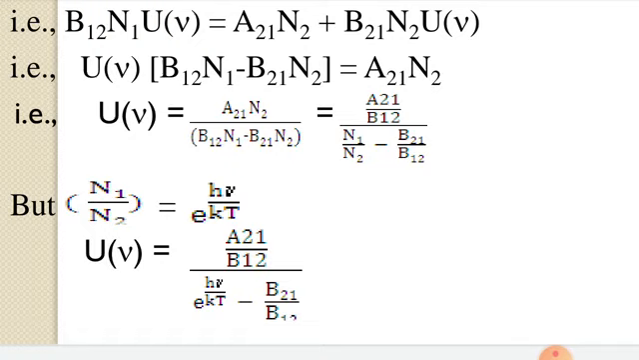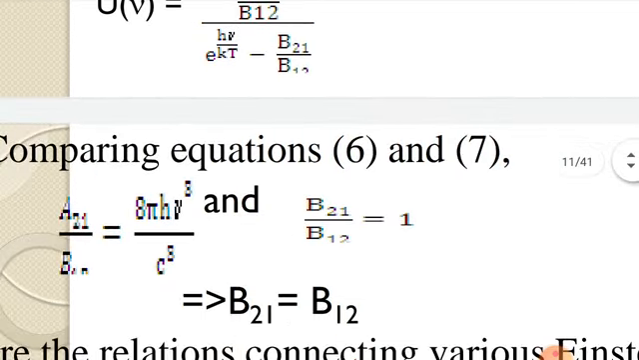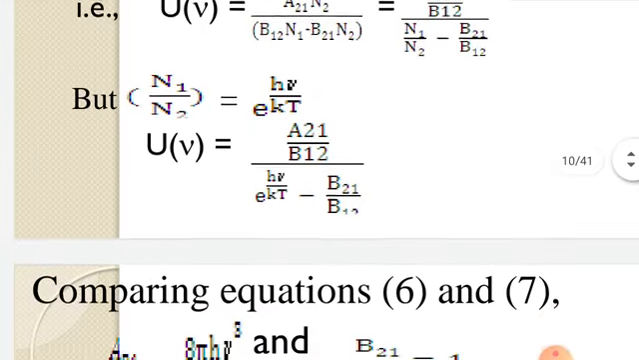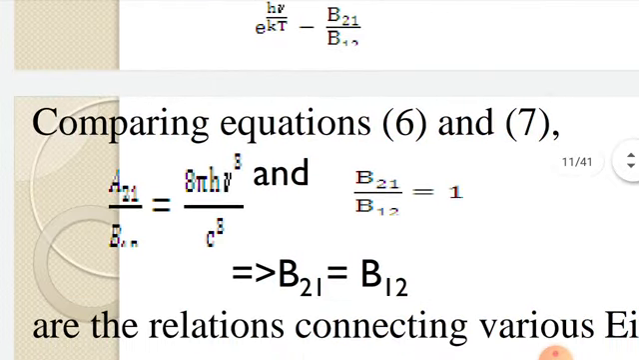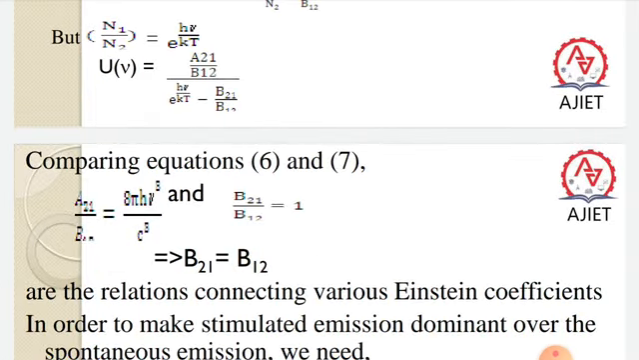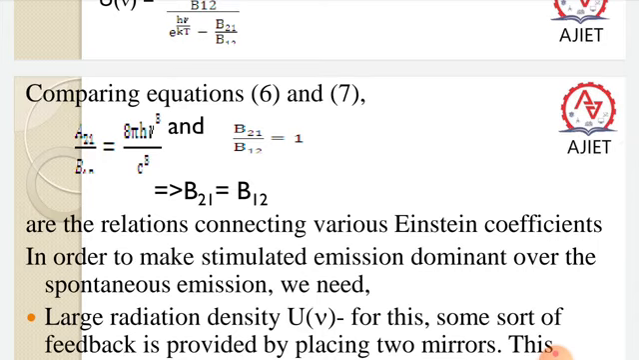So in place of N1 by N2, according to the Boltzmann equation, the number of atoms in the energy state can be written as e to the power h nu by kT minus B21 by B12. Comparing the equation with Planck's equation, A21 by B21 is equal to 8 pi h nu cube by c cube, and B21 by B12 is equal to 1, that implies B21 is equal to B12, the relation connecting various Einstein coefficients.